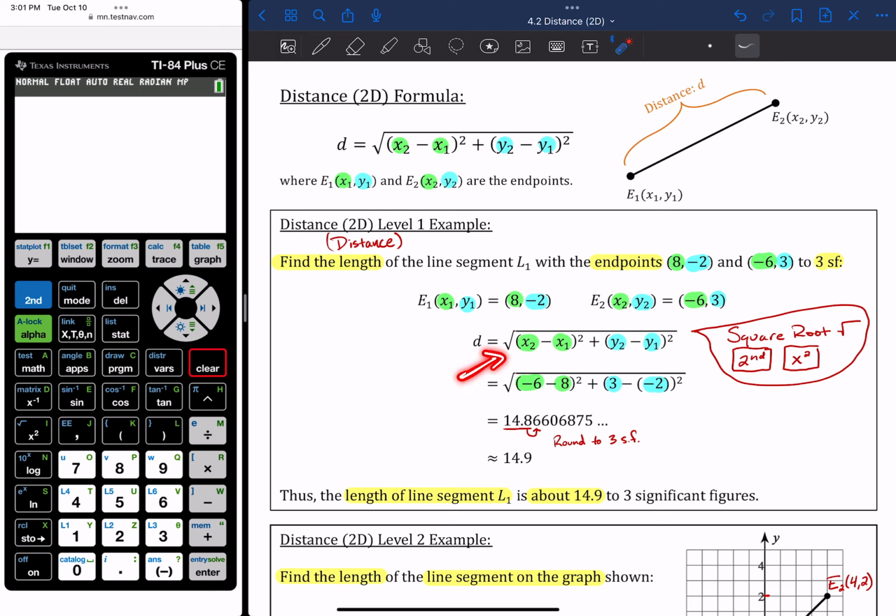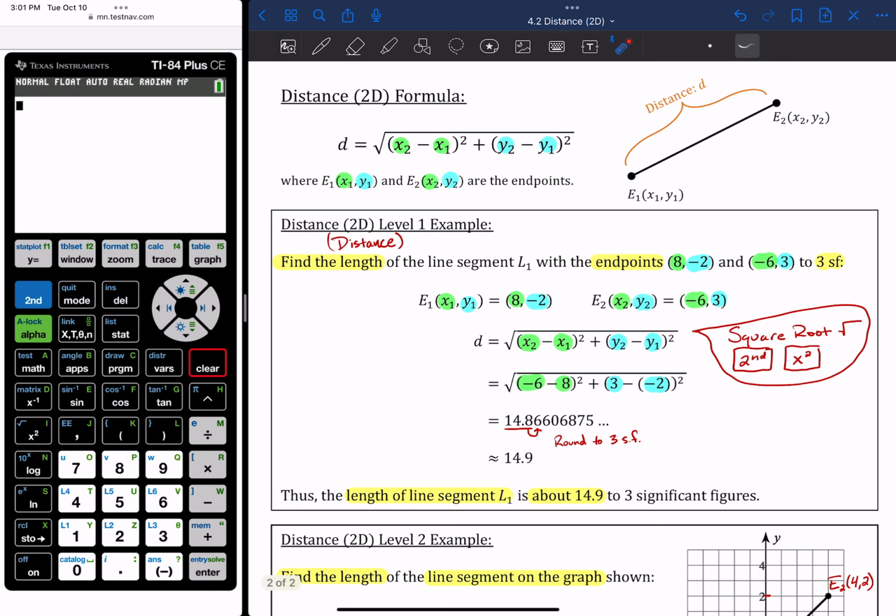Because of the square root, a lot of times we get answers that go on forever. And we like to round. We need to round. So here we have to round to three significant figures. If you get a number that comes out cleanly and it doesn't repeat or go on forever, keep it. Okay? Just round if it asks you to or if you need to.